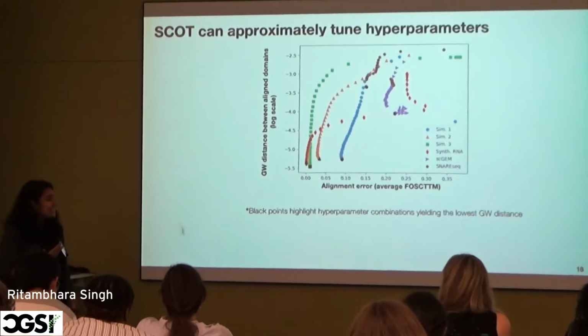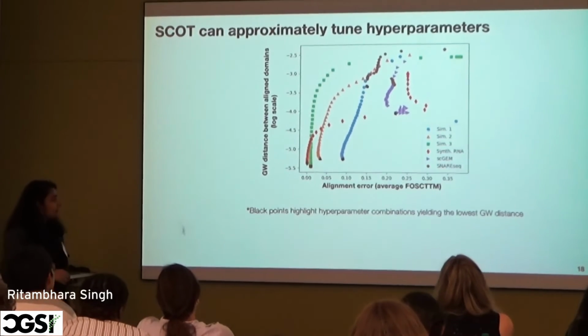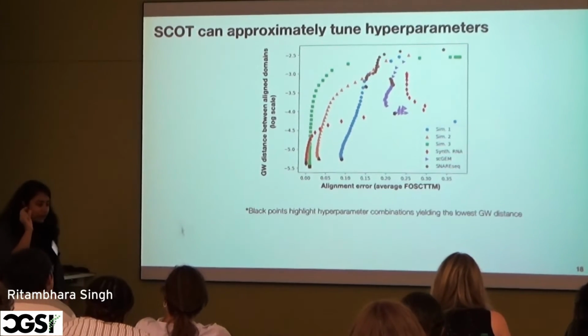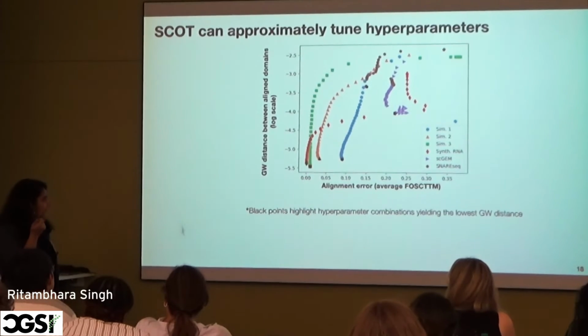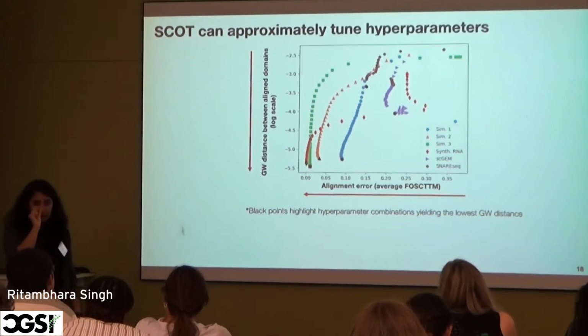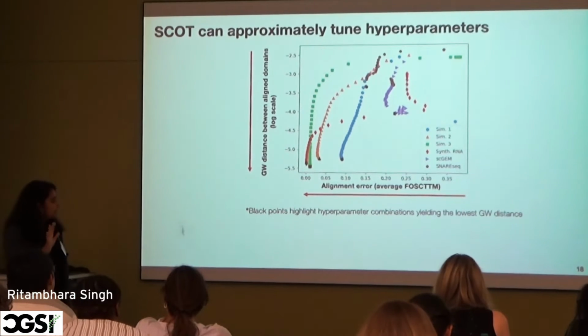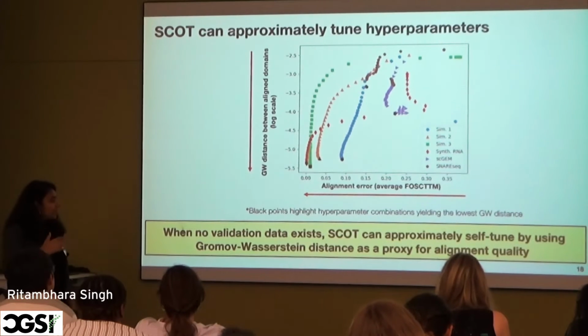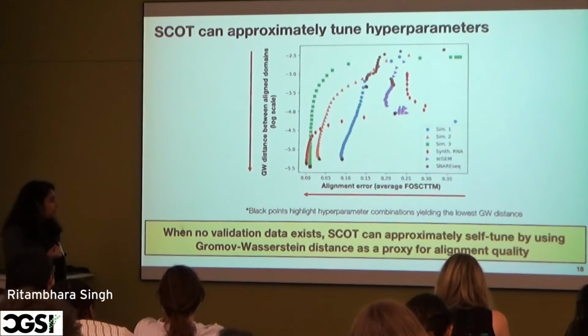Now, lucky for us, what we discovered when we were doing all sorts of experiment was that the Gromov-Wasserstein distance term corresponded pretty well to the alignment quality. And what I mean by that is whenever we saw that that distance was very, very small, it usually meant that the alignment error was also small. It did not always lead us to perfect alignments, but it still led us to reasonable alignments. And so we said that, well, if there is no validation data, no prior knowledge whatsoever, we can basically use this as a proxy to pick a reasonable set of hyperparameters.